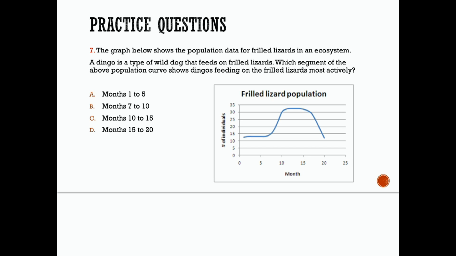All right, so during the time when dingoes are feeding on frilled lizards most actively, the lizard population is going to what? Decrease. Okay, if the dingoes are eating, the lizard population should be decreasing. Okay, so the segment of the graph representing months, let's see, where does it decrease? Months 15 to months 20 shows the sharpest decrease in the number of lizards. So we would go with D for this one.